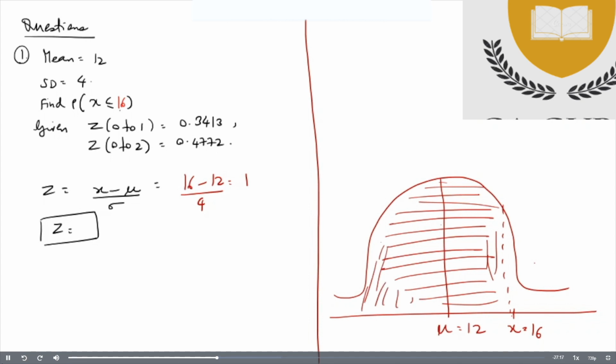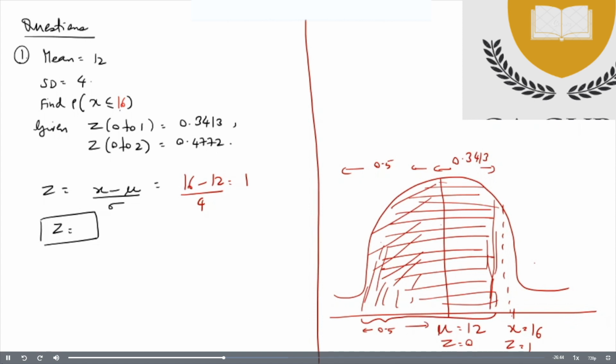Now they have given me in the question that z is equal to 0, z is equal to 1. I know that z from 0 to 1, this portion, is 0.3413, and the whole portion is 0.5. What I need is the area between this and this. So the required area is equal to 0.5 plus 0.3413, which is equal to 0.8413. This is my required value of area. Okay, make a note of this.